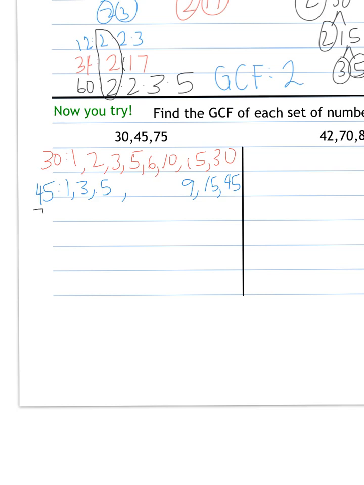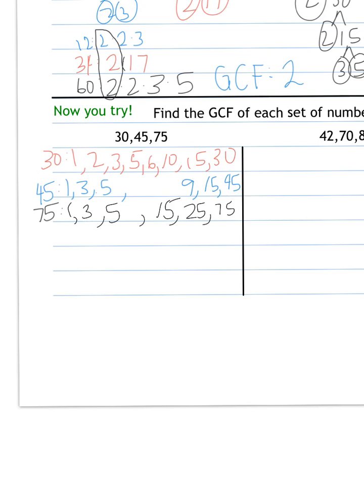And the last one, 75. Okay, for 75, 1 goes in there 75 times. 2 does not, because again it's not even. 3 goes in there 25 times. And 5 goes in there 15 times. 6 does not, 7 does not, 8 does not, 9, 10, 11, 12, 13, 14, and now we are back to 15, which we already have.